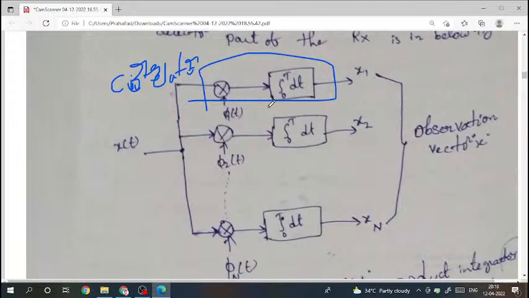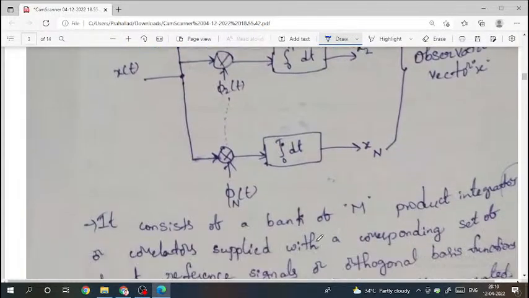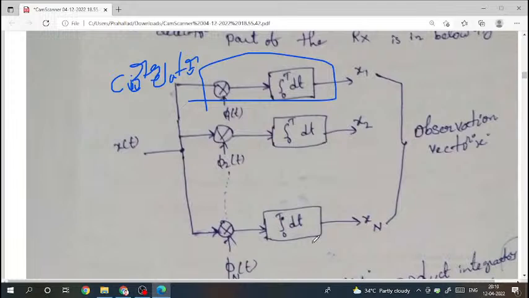And what is the operation of this one? Here pi 1 of t, pi 2 of t, and so on up to pi n of t represent the basis functions, n in number, while the input signals are m in number, energy signals. The observation vectors are n in number. So this is the diagram for the detector, and we have the vector receiver also.